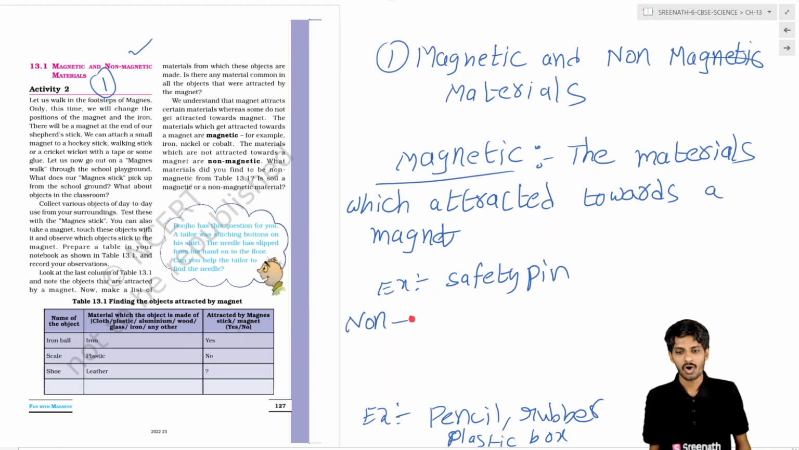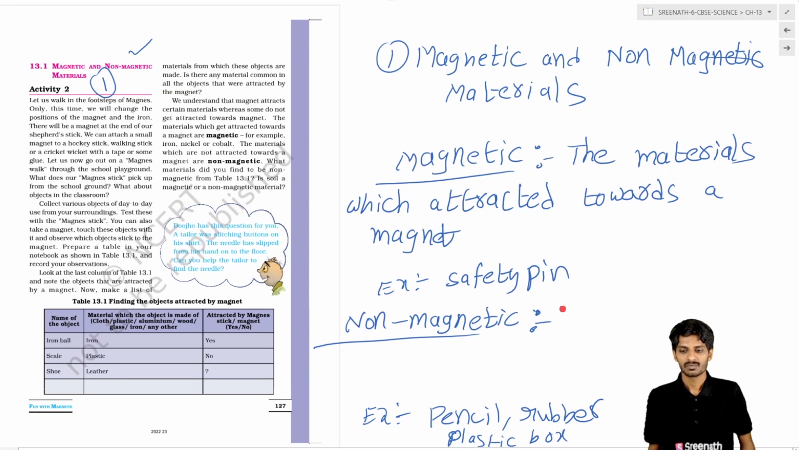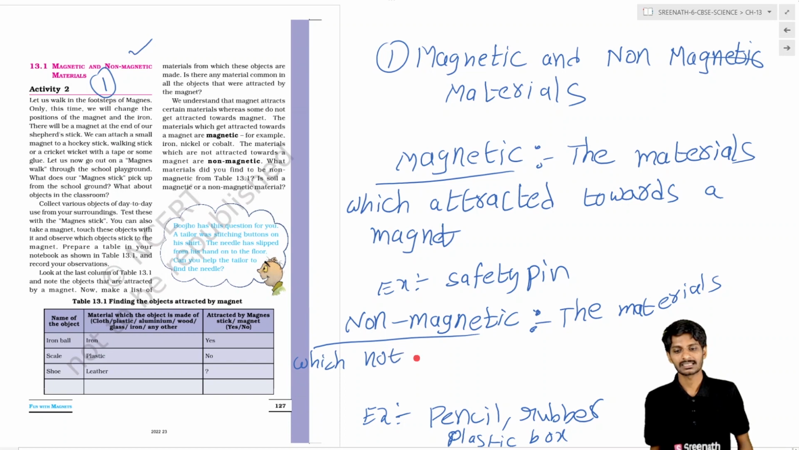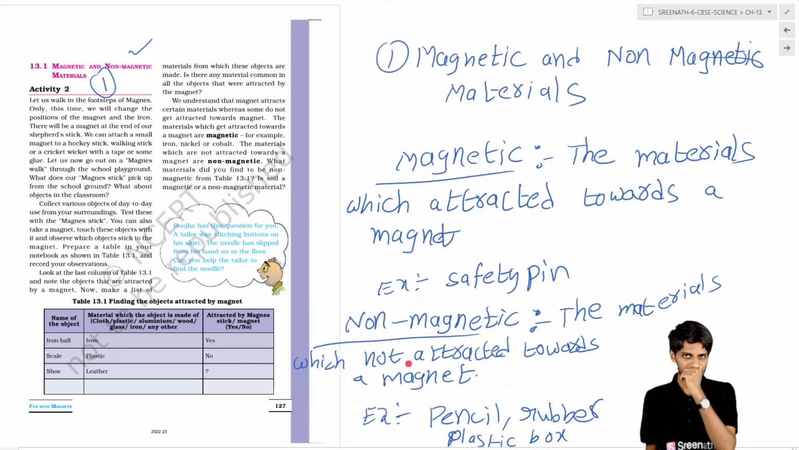What are those? Non-magnetic materials. What is the definition of non-magnetic materials? It is very simple. Non-magnetic materials are nothing but the materials which are not attracted towards a magnet. The keyword here is "not attracted." It's very simple, kids.